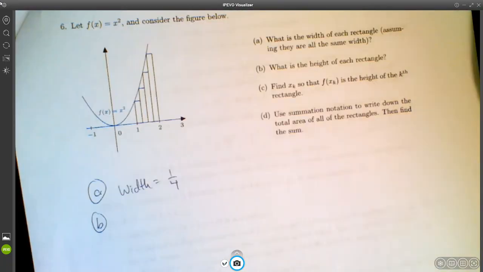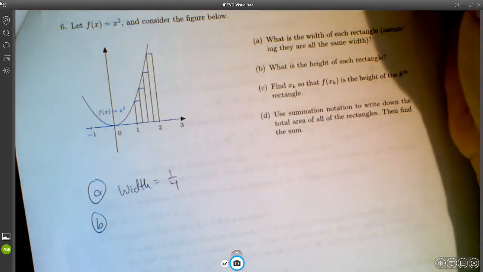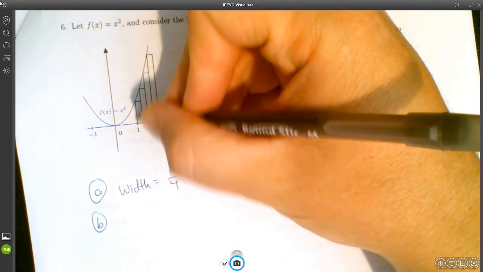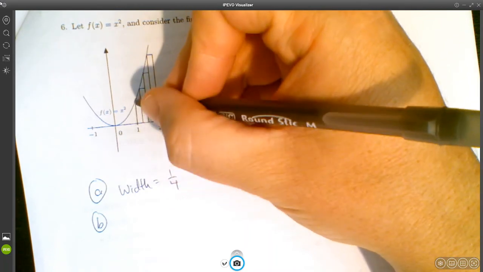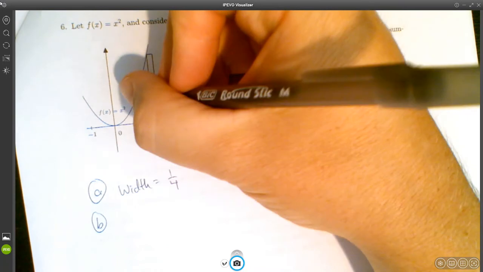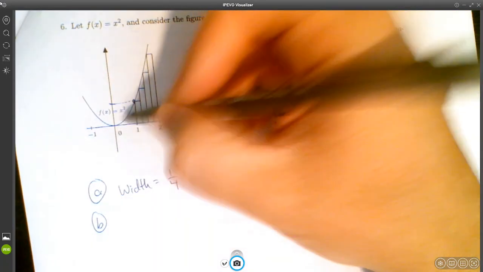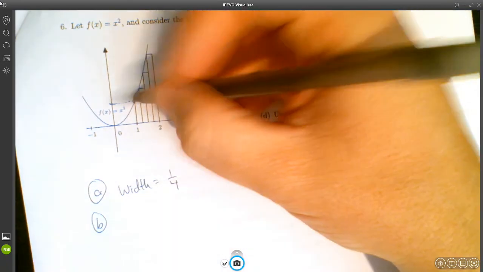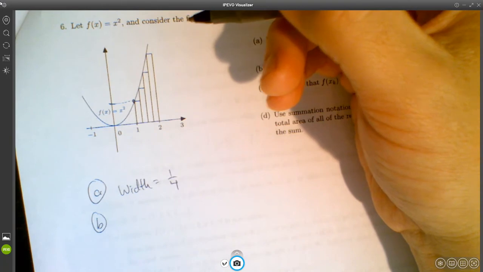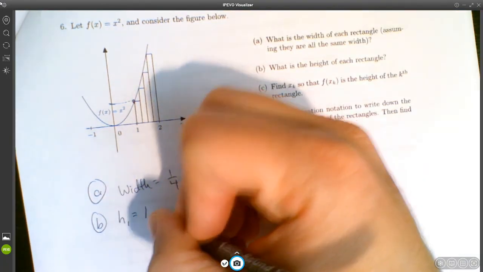Part B asks, what is the height of each rectangle? Well, the height of this rectangle is the function value whenever x equals 1, right? So it's whatever this output value is, whatever this function value is. So if I plug in 1 to x squared, I get 1. So the height of the first rectangle is 1. I'm going to call that h1 is 1.